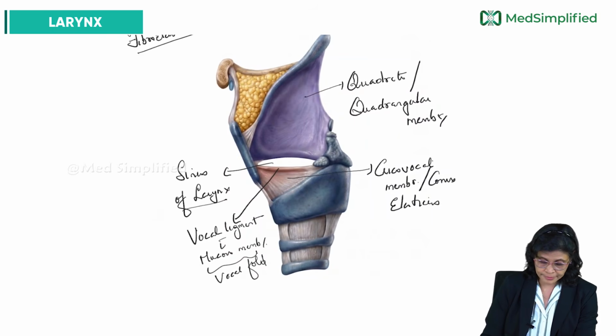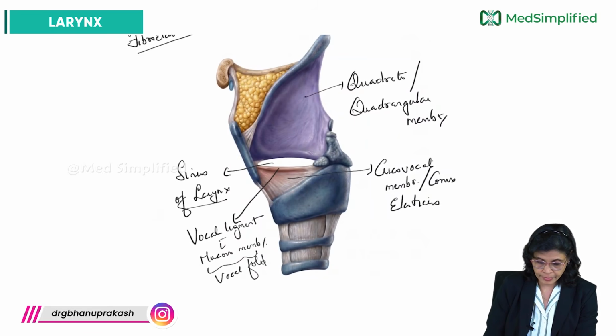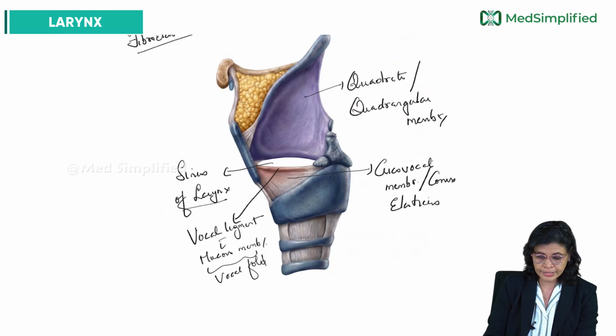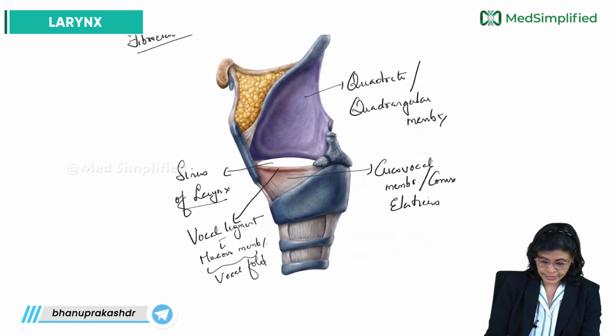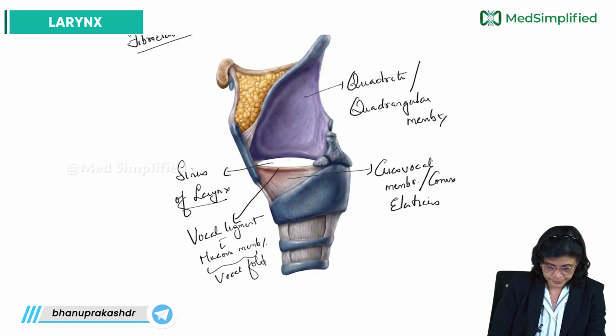Here, the quadrangular membrane extends from the sides of the epiglottis up to the arytenoids. The lower end is free and forms a fold, and that fold we call the vestibular ligament.